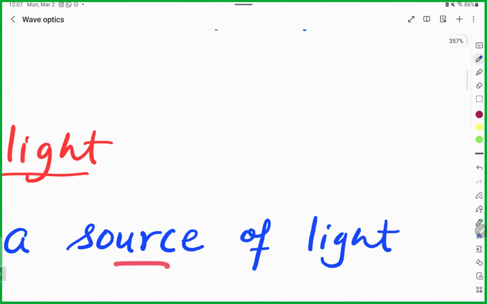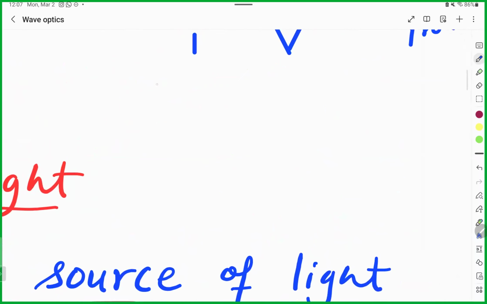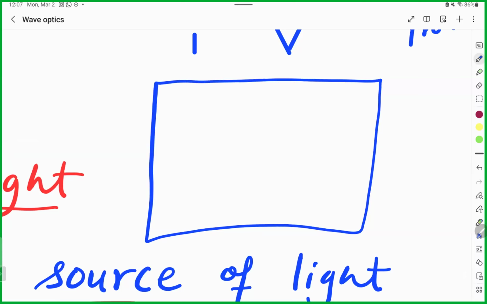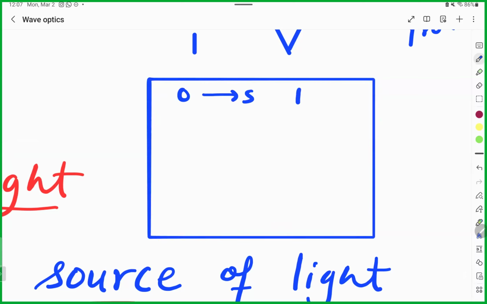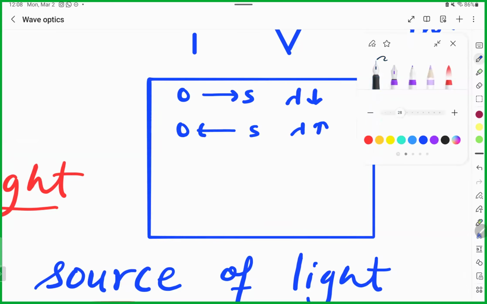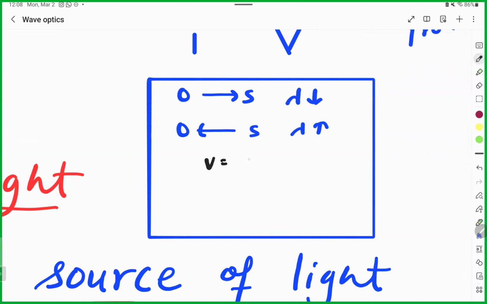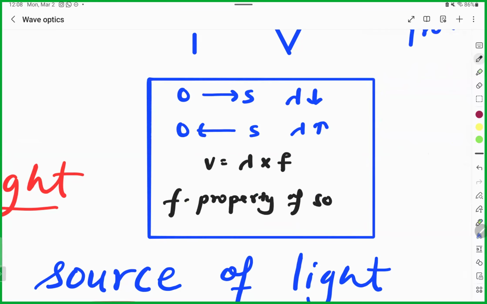So what did you understand from this concept? If the observer is going toward the source, wavelength decreases. If the observer is moving away from the source, wavelength increases. But nobody will ask this question. The main concept is this: velocity is equal to wavelength into frequency, and frequency is the property of the source, not the medium. This is important for your refraction part also. If you change the medium, whatever you change, it will remain the same.